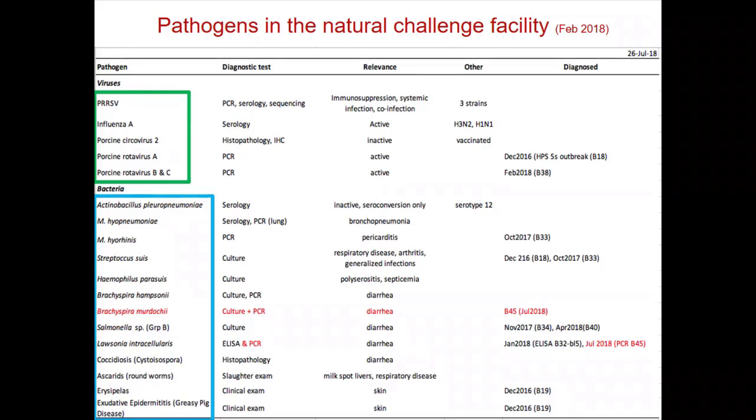This natural disease challenge was established using seeder pigs that were brought in from other farms, and they were placed into this challenge facility and maintained using fence line contact as well as this continuous flow system.